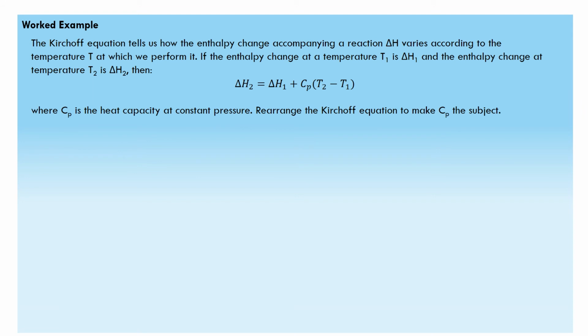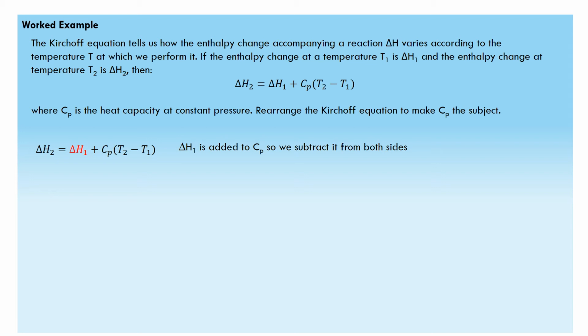This worked example deals with the Kirchhoff equation, which is about how the enthalpy change accompanying a reaction varies according to the temperature. And we're presented with an equation here, and we're asked to rearrange the Kirchhoff equation to make Cp the subject. So let's think about how we're going to do that. There's quite a few variables and quite a few operators in this equation. Firstly, we're trying to solve for Cp here.